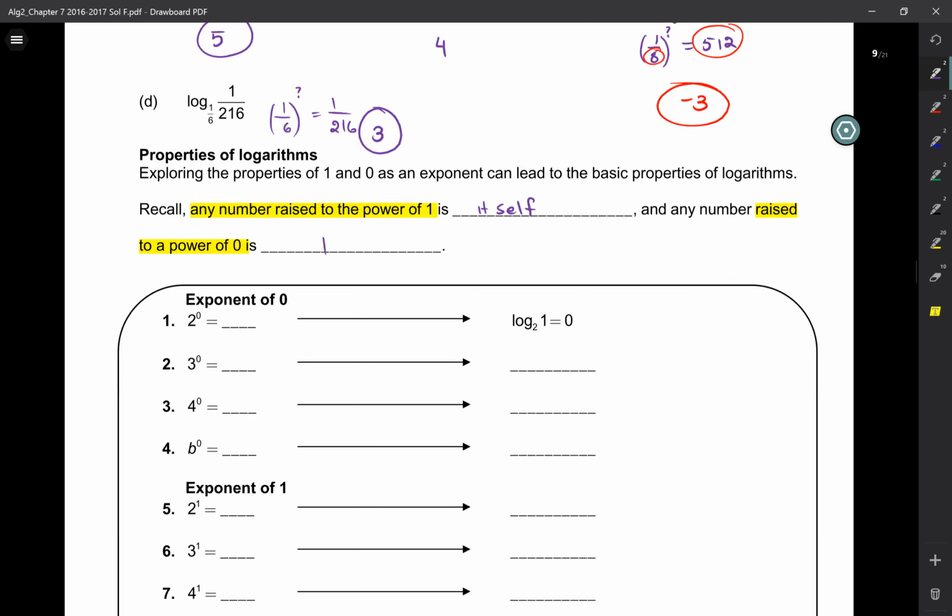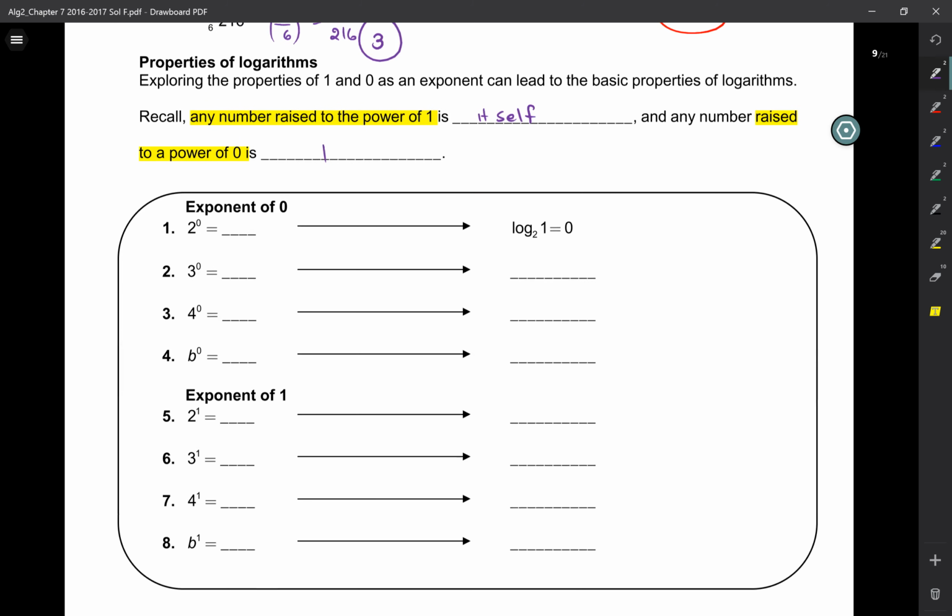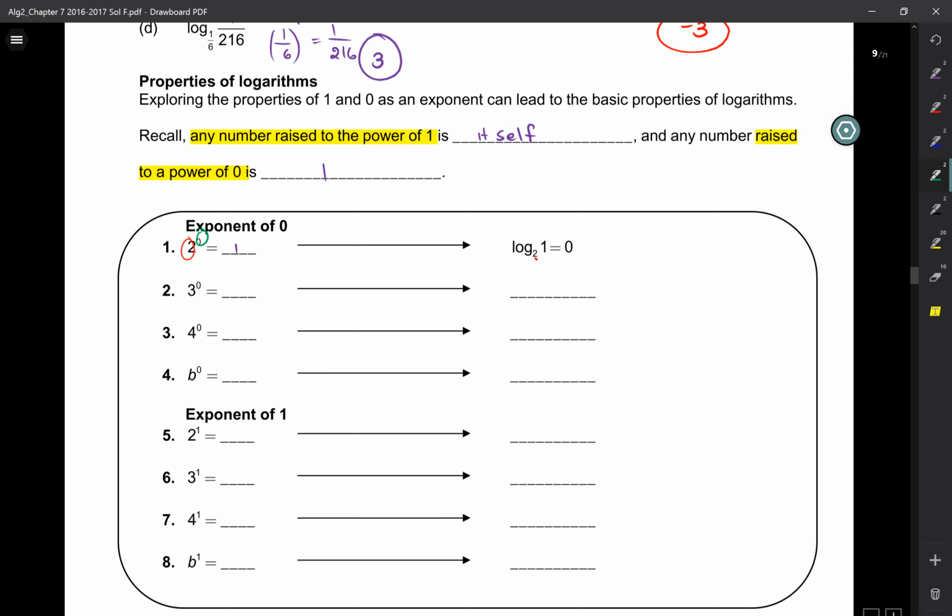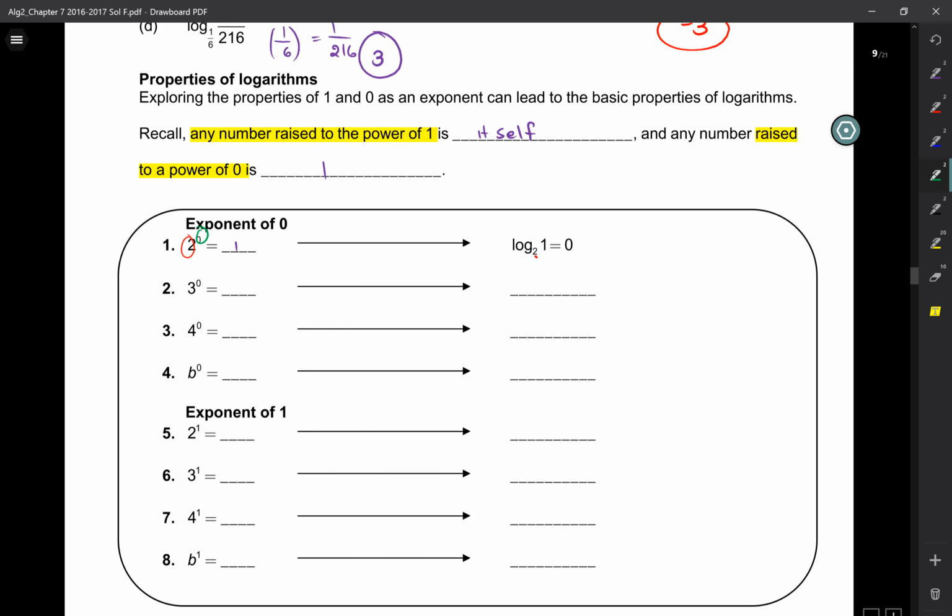All right, so let's do a little bit of exploring here. What's 2 to the 0? 1. If I were to write that as a logarithm, what would it look like? This is the base, so log base 2, and this is the exponent. So log base 2 of 1 is equal to 0.